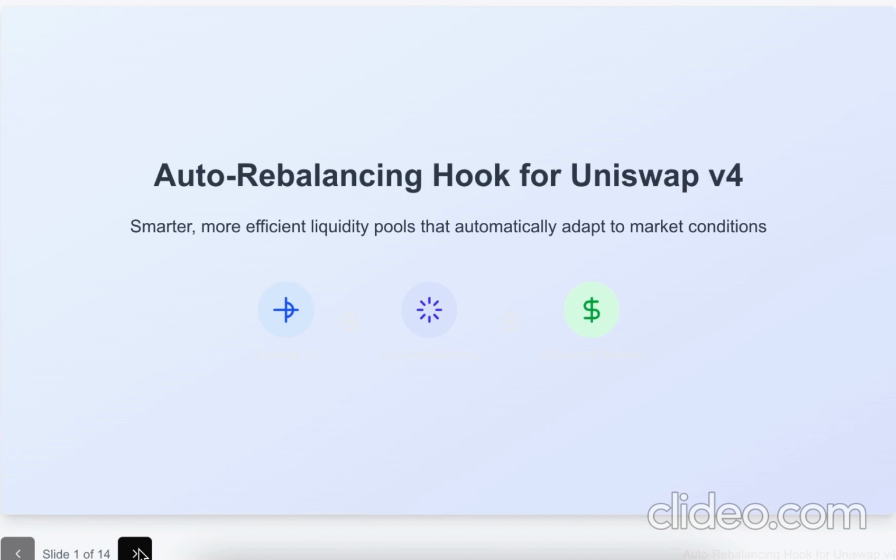Today I'm excited to present to you the Auto Rebalancing Hook for Uniswap v4 that my team and I developed. This project leverages the Uniswap v4 hook system to create smarter, more efficient liquidity pools that automatically adapt to market conditions. Let me show you how it works and why it matters in DeFi.